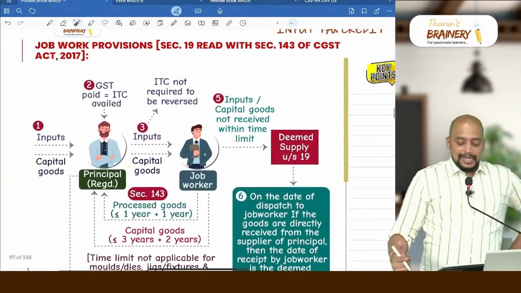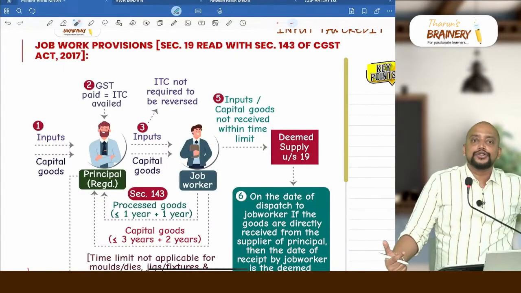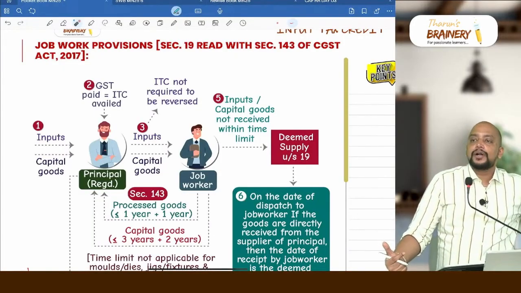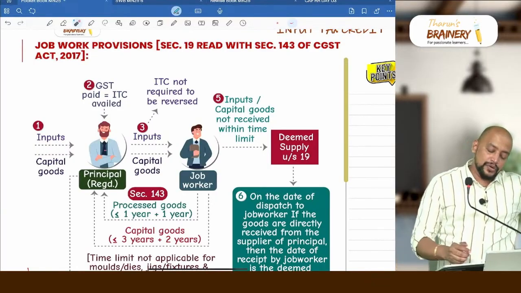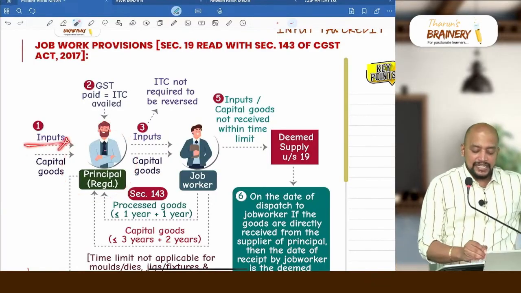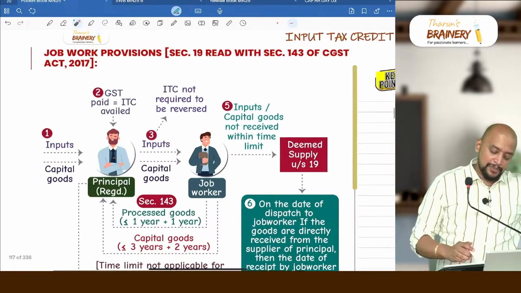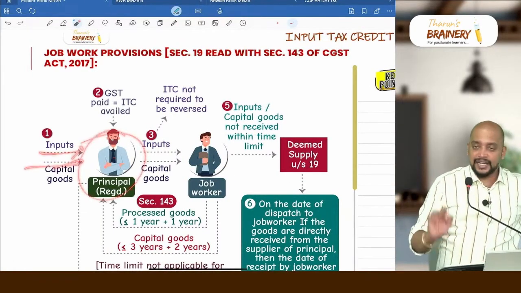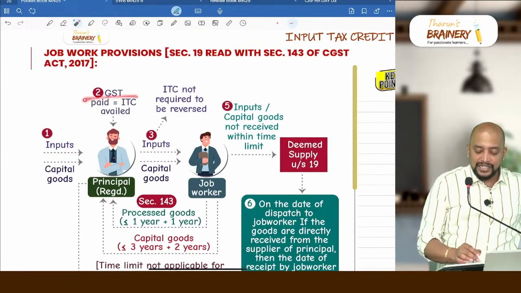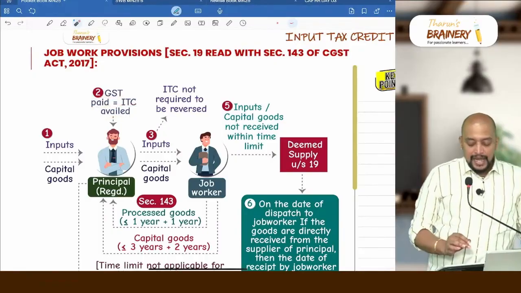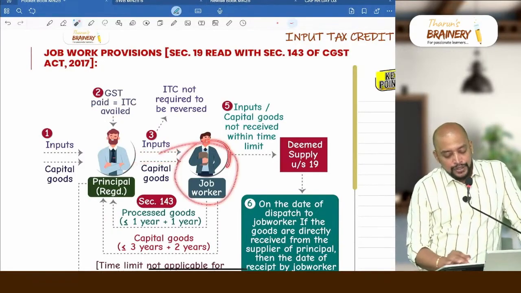Then next, section 19 read with section 143 of the CGST Act. This is related to job work provisions. So in case of job work, what will happen? There will be a principal manufacturer who is a registered person. He is purchasing some inputs and capital goods. Just look into the chart, that is sufficient. At the time of purchase of these inputs and capital goods, the principal will take the ITC with respect to that, and the principal manufacturer is sending the inputs and capital goods for job work to the job worker.